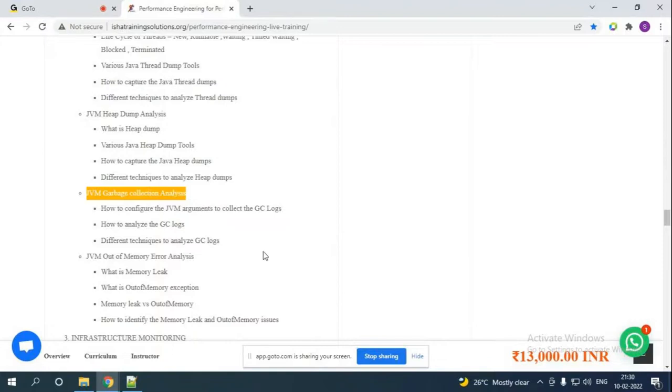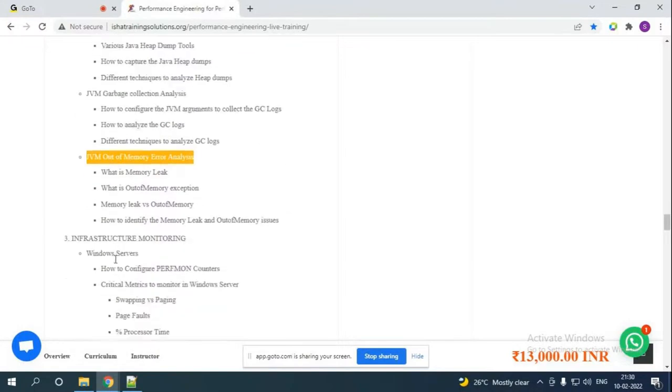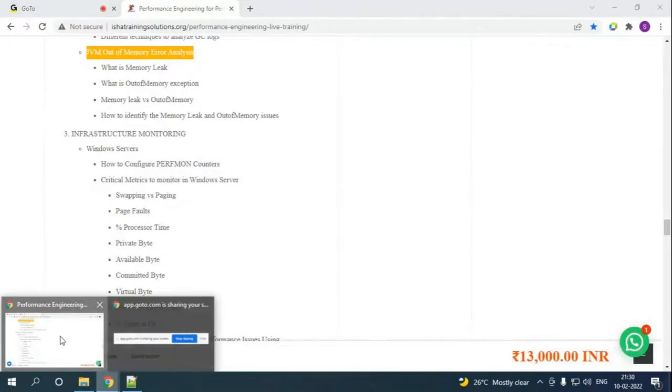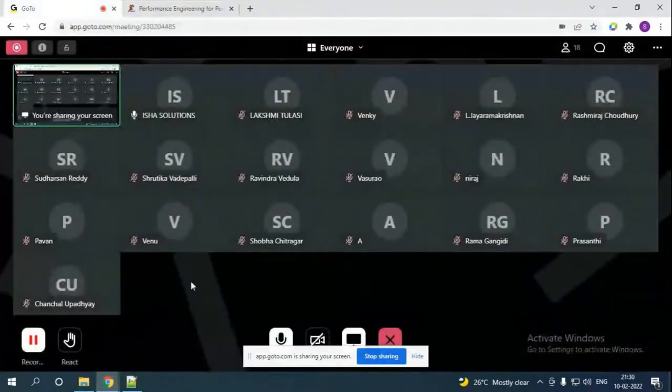Okay. Next one is out of memory error. When will it happen? What is out of memory? What is memory leak? And then what are all the different types of out of memory that are available? For each and every out of memory, what is the solution you have to provide?